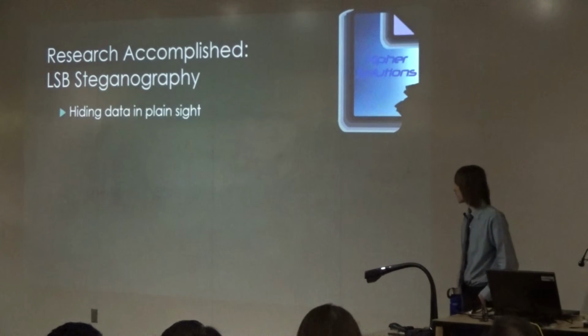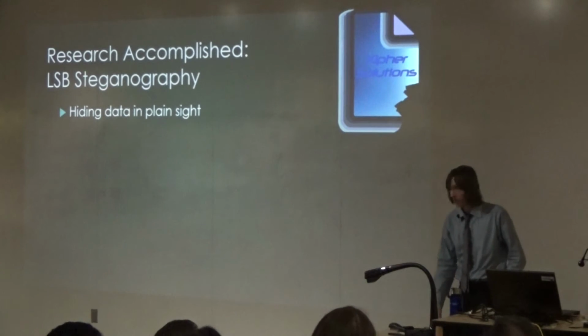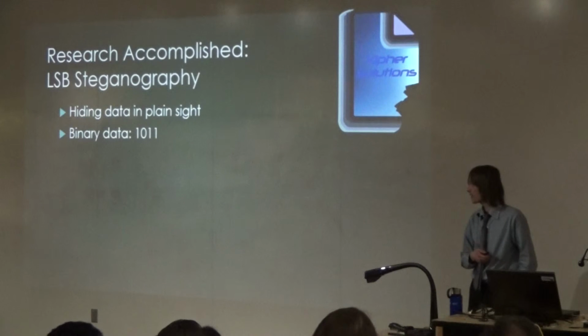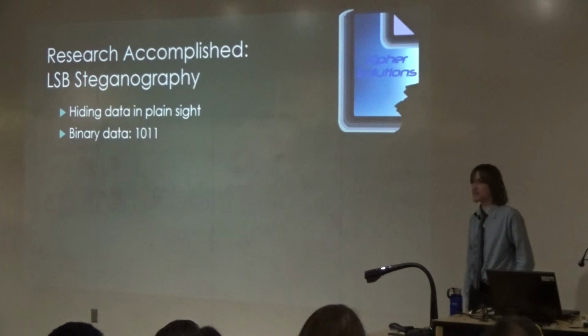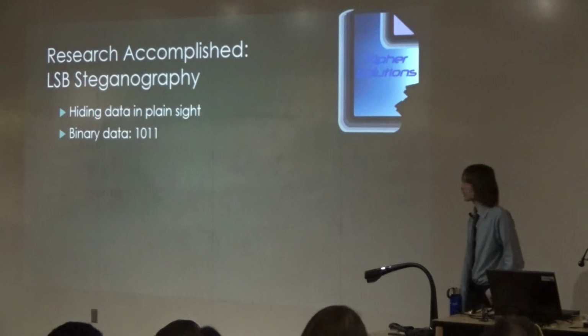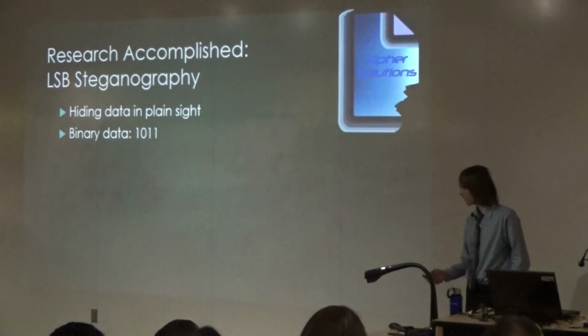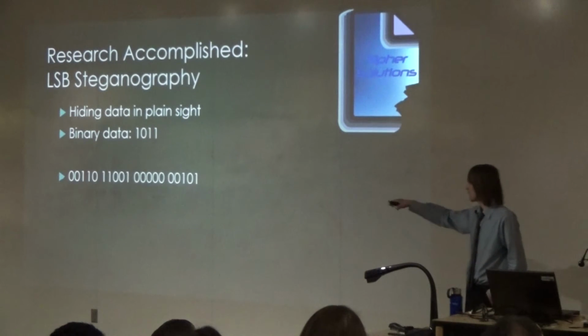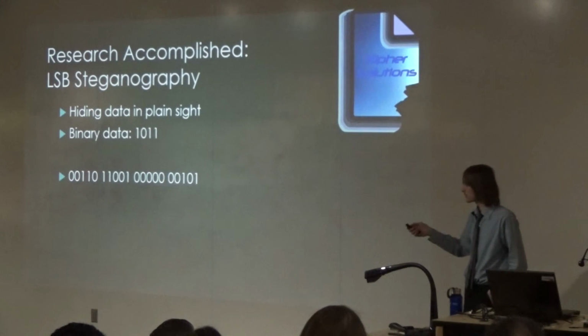In terms of image or LSB steganography, let's talk about that. It's obviously hiding data in plain sight, but how exactly? So why don't we take some binary data? Let's say that's the word hello, 1011. And effectively what we could do is take each of the pixels, and each of those sets of 5 are going to be pixels.